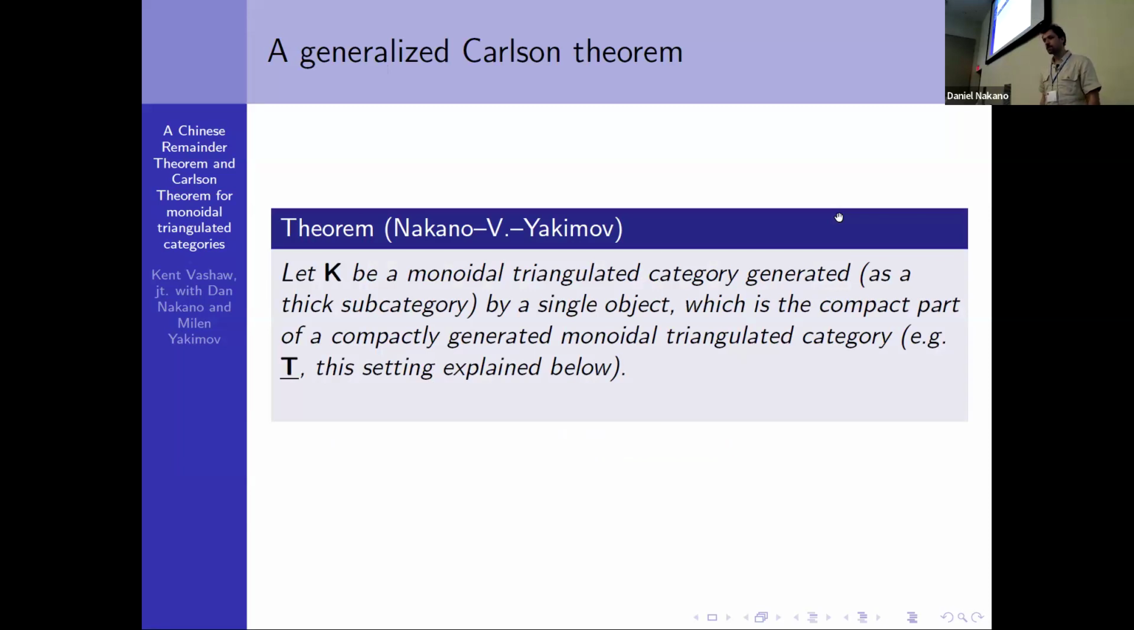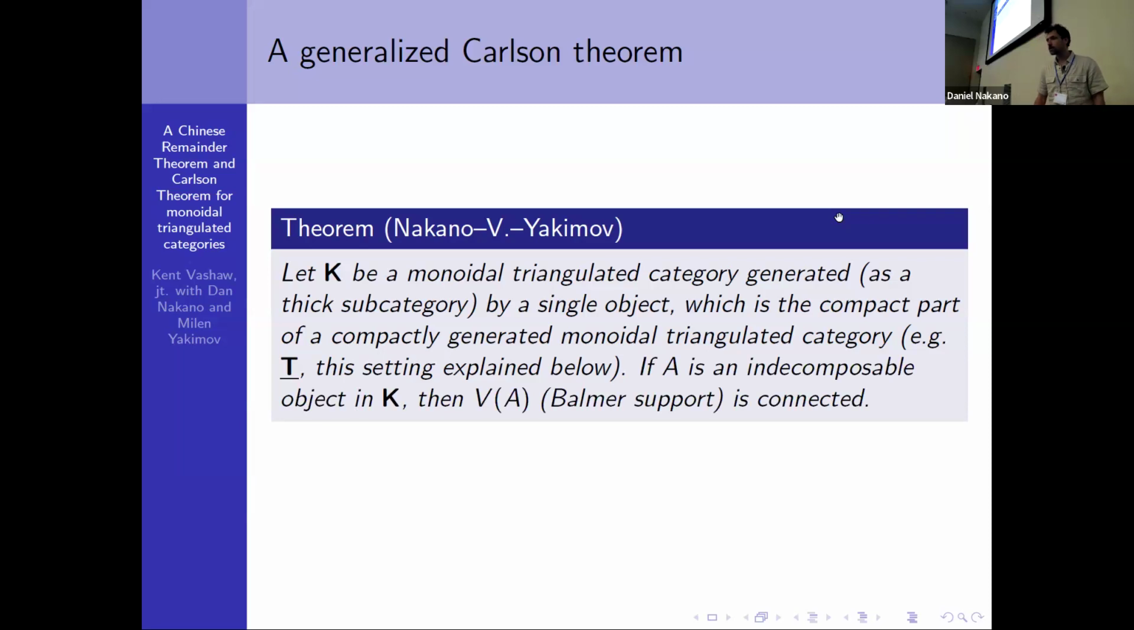Dan. If K is any monoidal triangulated category, which is generated as a thick subcategory by a single object, and we also need it to be the compact part of some compactly generated monoidal triangulated category. This is going to cover all of the stable categories of finite tensor categories, which I'll explain in a minute. And if this is true, then we get exactly a version of Carlson's Connectedness Theorem on the level of Balmer support. So if A is an indecomposable object in K, then the Balmer support of A is indeed connected.